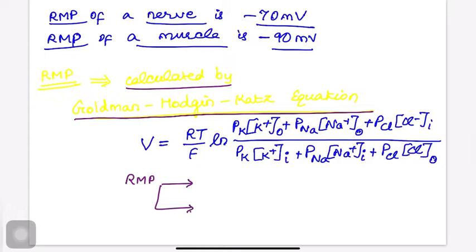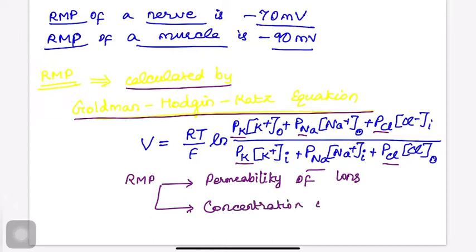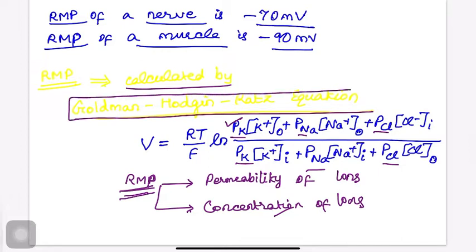on what? The resting membrane potential depends on the permeability of ions, right? And also the concentration of ions. We only want this: the resting membrane potential depends on permeability of ions and concentration of ions. And just know how we can calculate the resting membrane potential. It is calculated by the Goldman-Hodgkin-Katz equation.